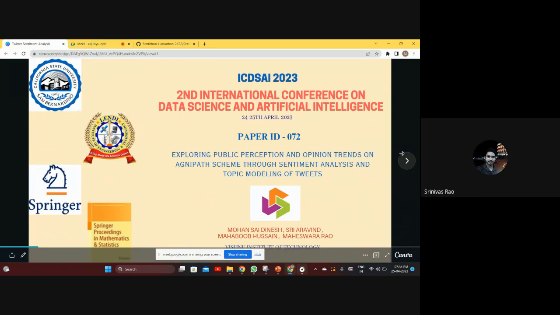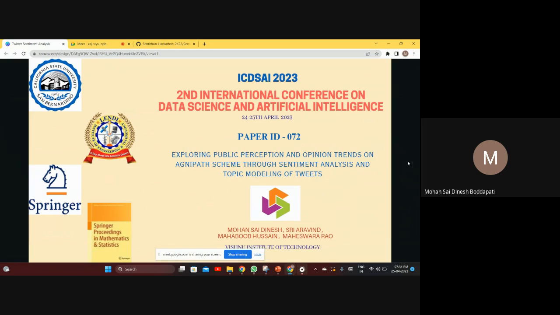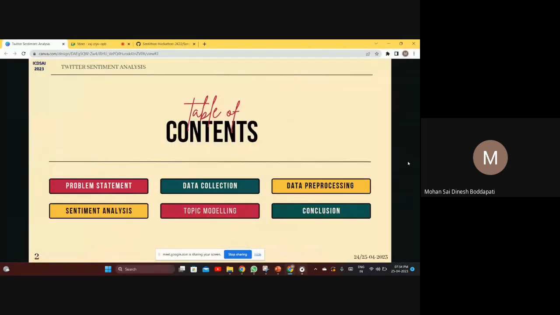It's visible. Good evening, everyone. This is Mohan Sai Dinesh, and my teammates are Arvind and Hussein, sir. Here we are presenting exploring public opinion trends on the Agnipath scheme through sentiment analysis and topic modeling on Twitter tweets. Here is the table of contents: the problem statement, data collection, the pre-processing steps, sentiment analysis, topic modeling, and final conclusion.